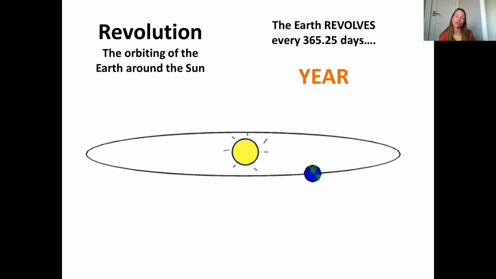So our yearly calendar has 365 days. Every fourth year, we add those quarter days together to add another day to our calendar, and that is what we know as leap year.